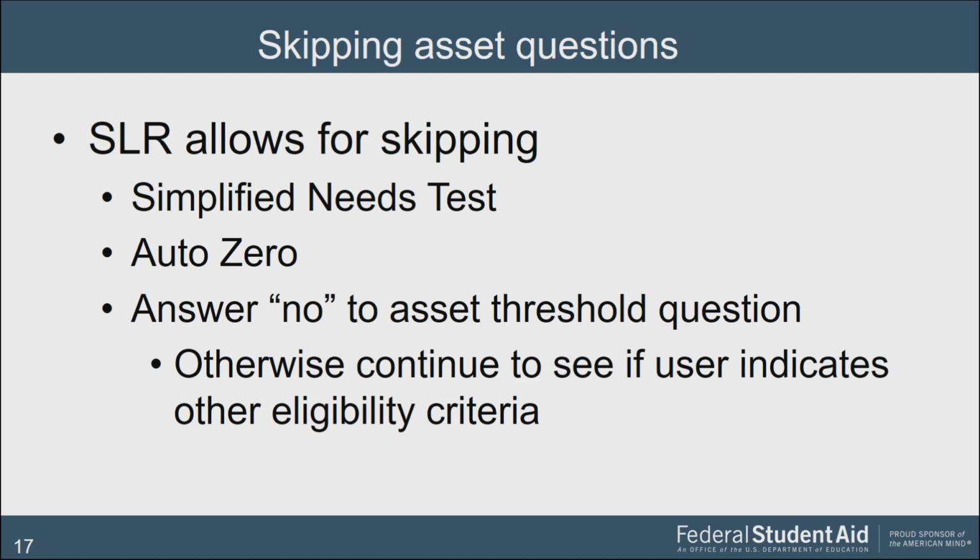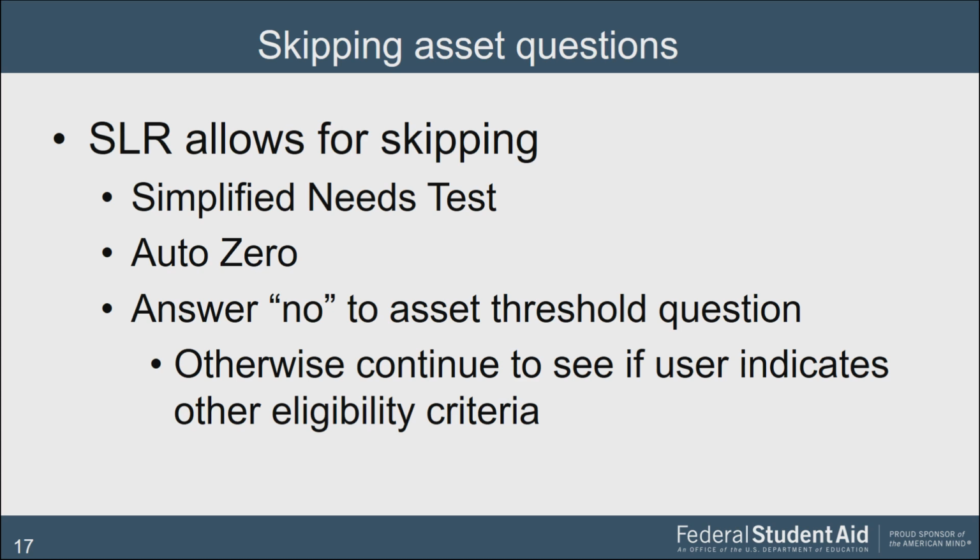If the applicant, for an independent student, or the parents, for a dependent student, report a total amount of assets that are lower than the asset protection allowance, then it doesn't even matter that they reported them, because we're not counting those assets in the calculation.